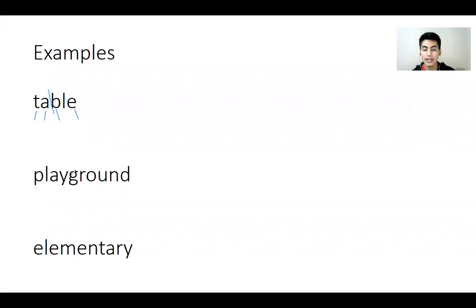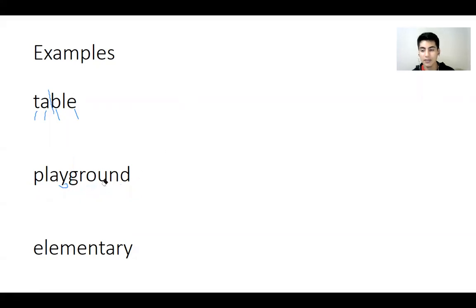Second one, playground. As you can see, we have consonants, vowel, consonants, consonants, vowel, consonants. Here, obviously, we have the two consonants where it should be separated. Playground. With play having its onset, its vowel, and the coda, and finally ground with its onset, its vowel, and its coda. Playground is right.